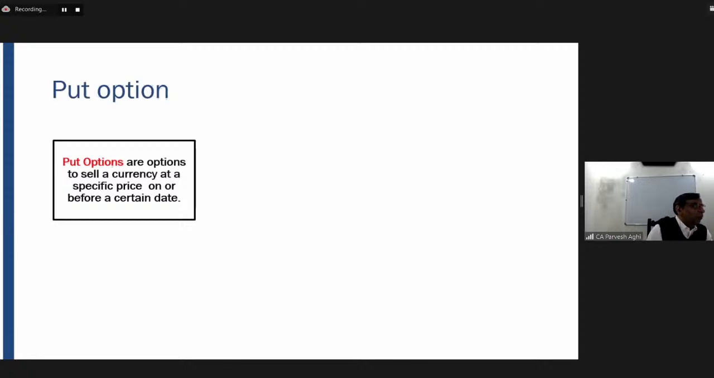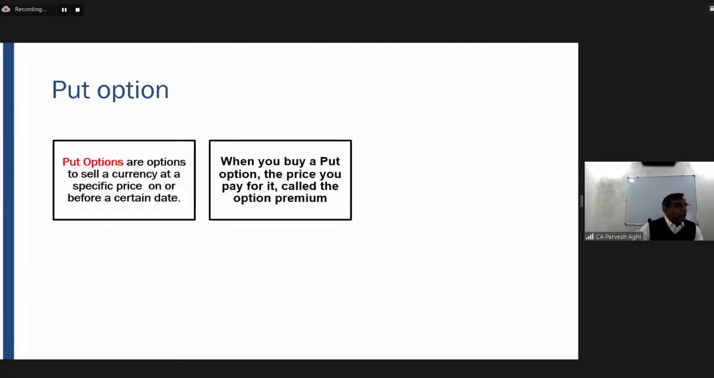Now, let's talk about the put option. A put option is an option to sell a currency at a specified price on or before a certain date. So this is a selling option. Basically, if you want to sell a currency at a specified price on or before a certain date, you get a right to sell. When you buy a put, the price you pay is called the option premium. So again, you have to pay a premium for taking this right also.